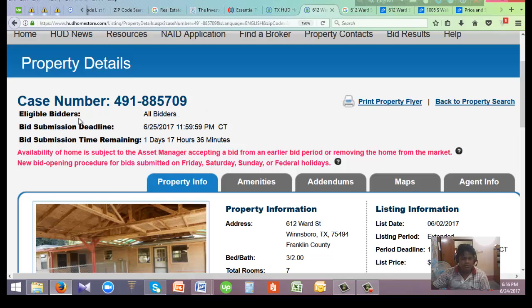These are the eligible bidders: all bidders. Not only the owner occupant, the investor can also bid here. The bidding submission deadline here was 25th June, and here is the time deadline before which we have to bid on this property.